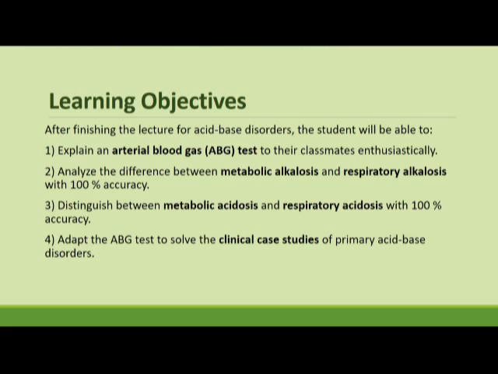After this lecture, you'll be able to explain the arterial blood gas test, which is simply called ABG test. Also, you'll be able to distinguish between metabolic alkalosis and respiratory alkalosis. Also, you can compare metabolic acidosis and respiratory acidosis. Finally, we're going to solve some accident-based disorders case studies using the ABG test.